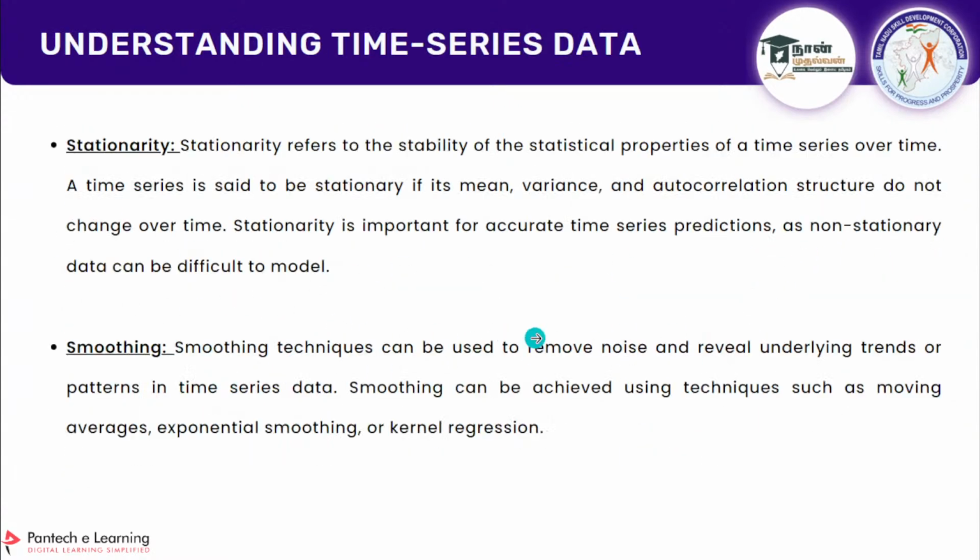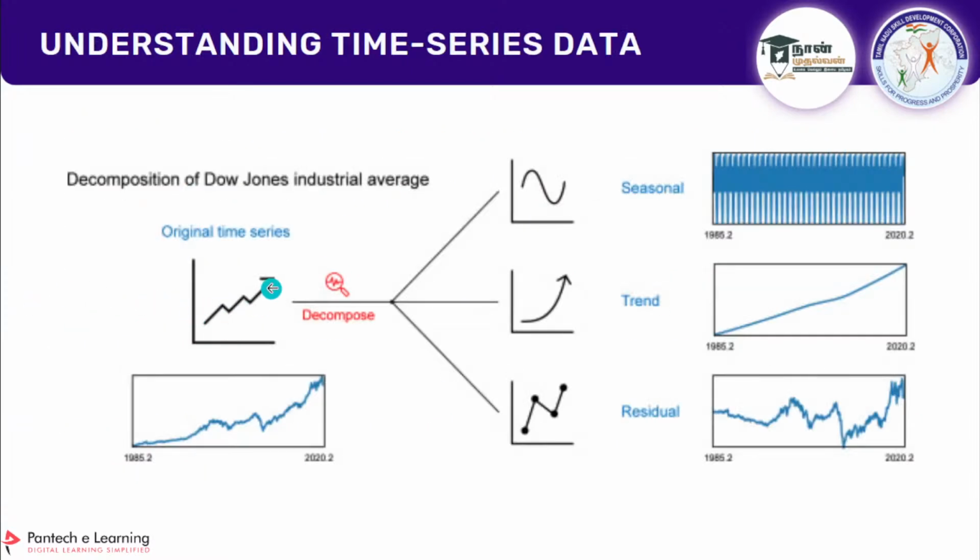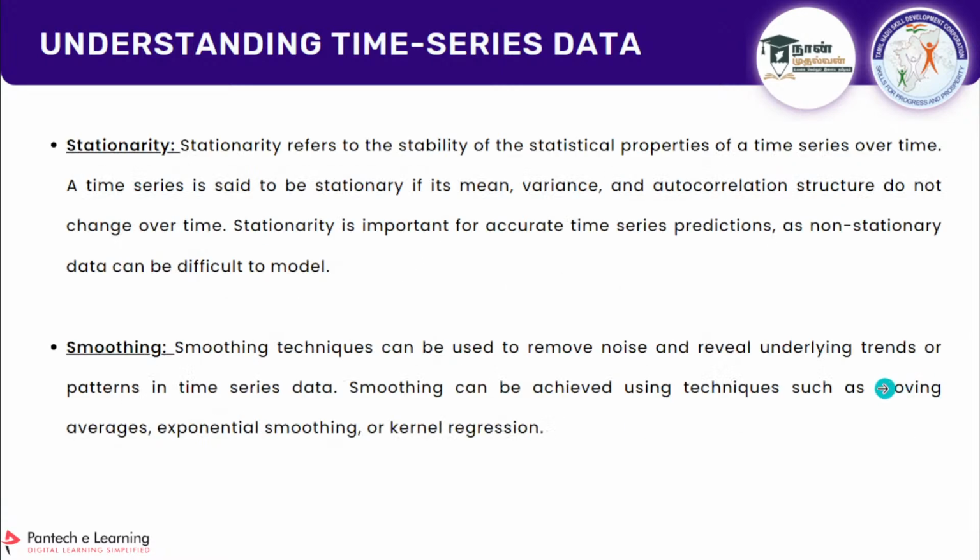So the next thing will be seasonal decomposition. What is seasonal decomposition? As the term suggests, it is a technique used to separate a time series into underlying components such as trend, seasonality and residual or noise. For example, you have your entire data, which may look like this, but you cannot actually see any seasonal trend in it. There is a package for this. If you pass this data, it is going to split your data into the seasonal part, the trend in it and the residual or noise, whatever noise you have in your data.